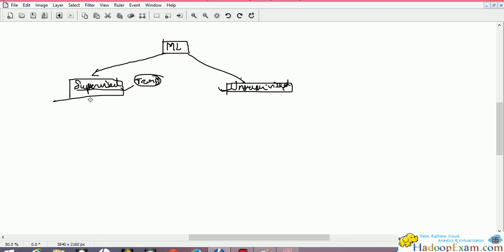Now supervised learning can be divided into 2 parts, classification and regression. I'll tell you what this all means. Classification you have already seen, where we divided patients into 3 categories. My target output is defined: I need my patients divided into either died, survived, or critical situation. So this target value is defined, and based on the target value, you define your algorithm.